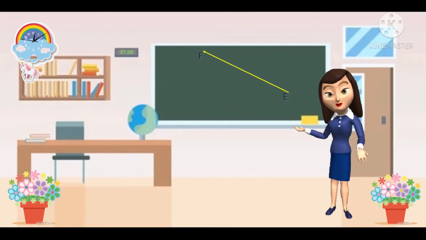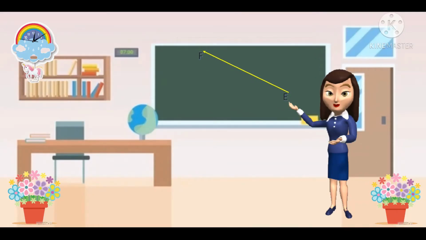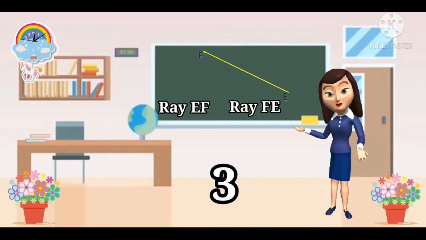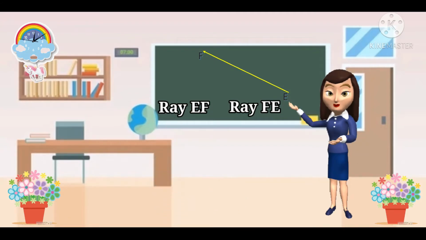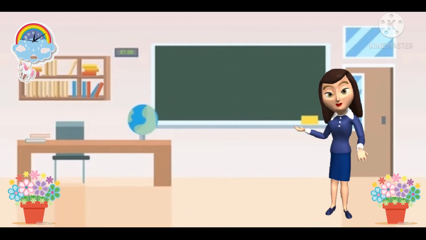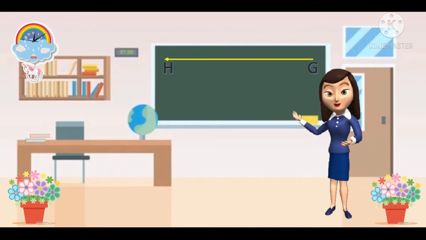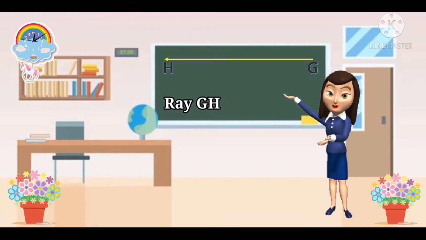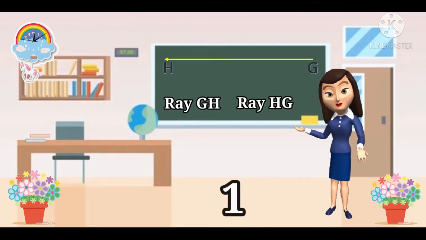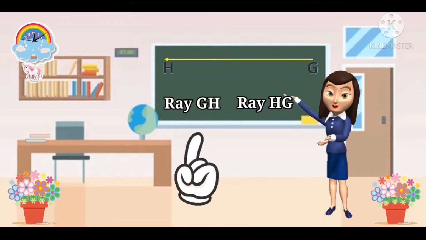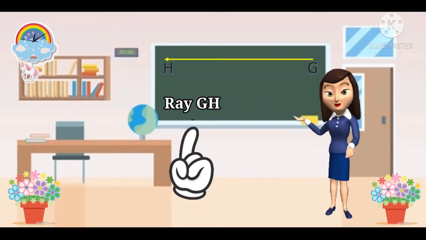And for our third given ray, what is the name of it? Is it ray EF or ray FE? In the count of 1, 2, 3, click your answer. Very good! The answer is ray EF. And now for our last given ray, what is the name of it? Is it ray GH or ray HG? In the count of 1, 2, 3, click your answer. Very good! The answer is ray GH.